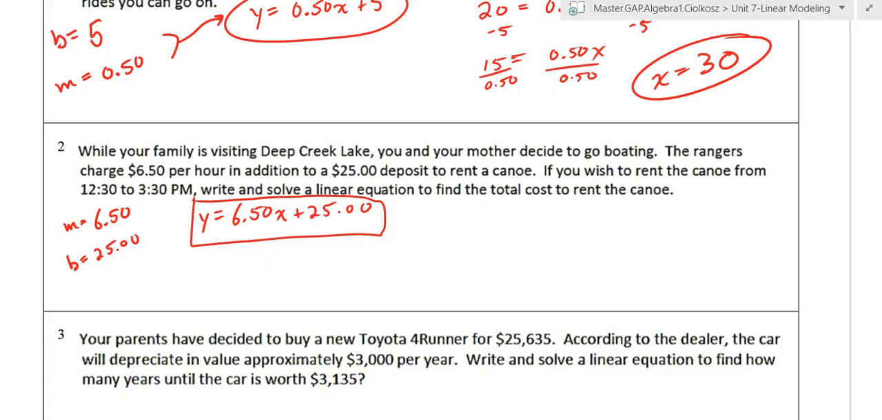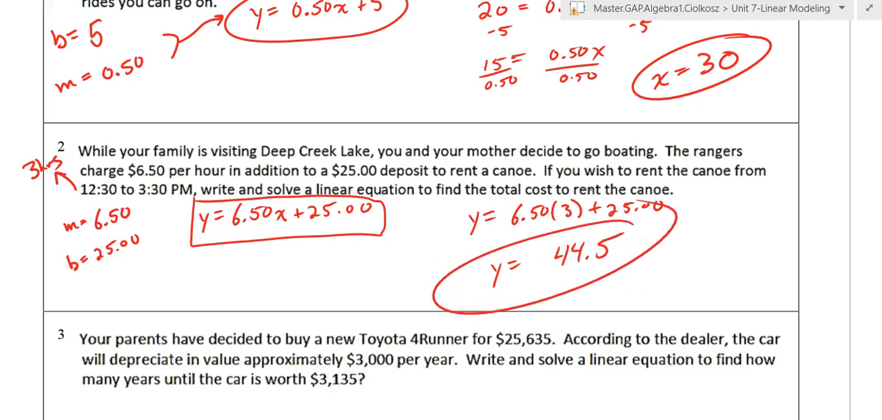Now the solving. You wish to rent the canoe from 12 to 3, and write and solve to see the total cost. So I'm solving for the total cost. That means I'm solving for y. Here, from 12 to 3, this represents 3 hours. So if I plug it in, I'm plugging in for my x. Our answer, so to rent that canoe for 3 hours, it's going to cost us $44.50.